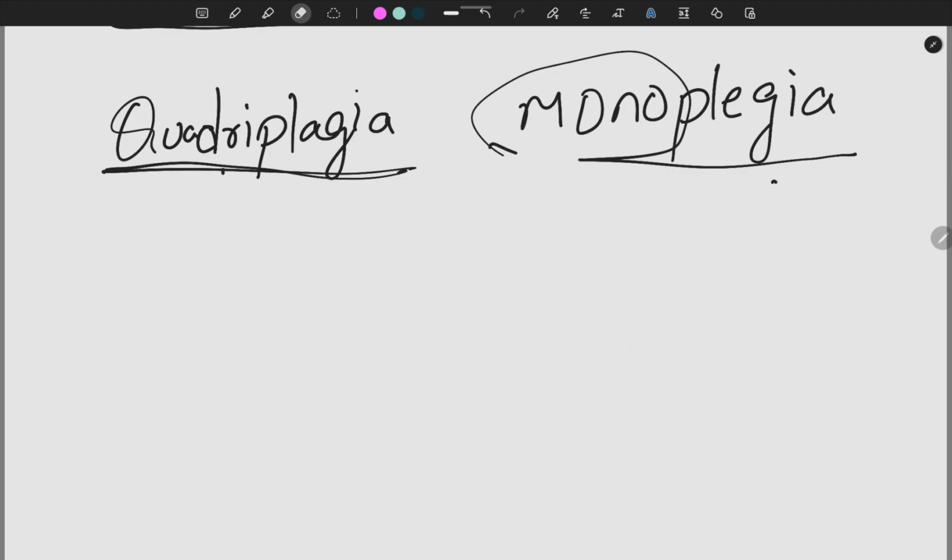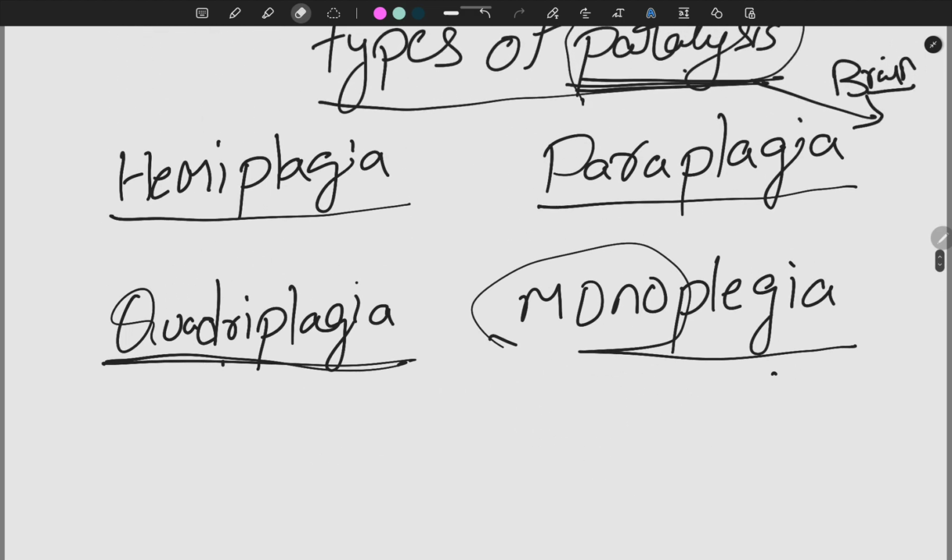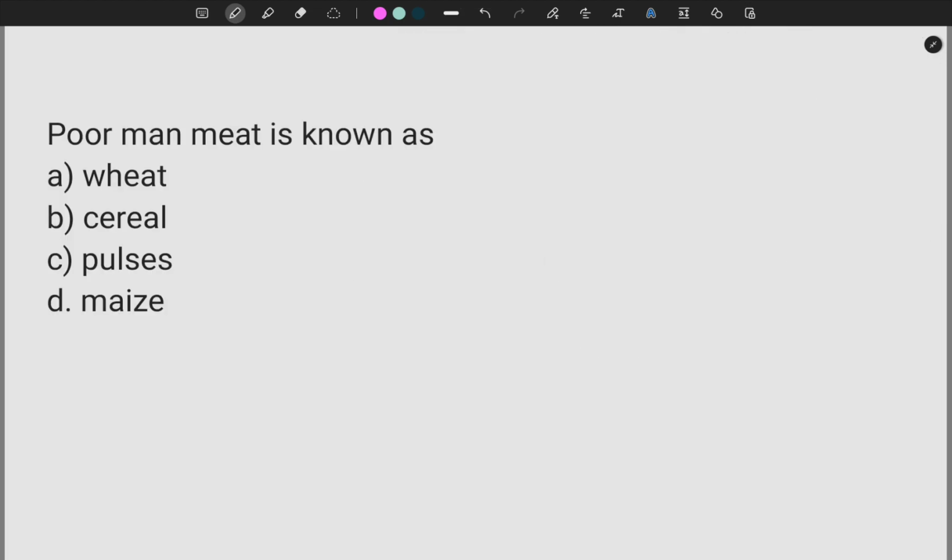So we have four types. Hemiplegia is one side of the body, paraplegia is the lower limbs of the body, quadriplegia is the whole body, and monoplegia is any single limb. This is the types of paralysis.